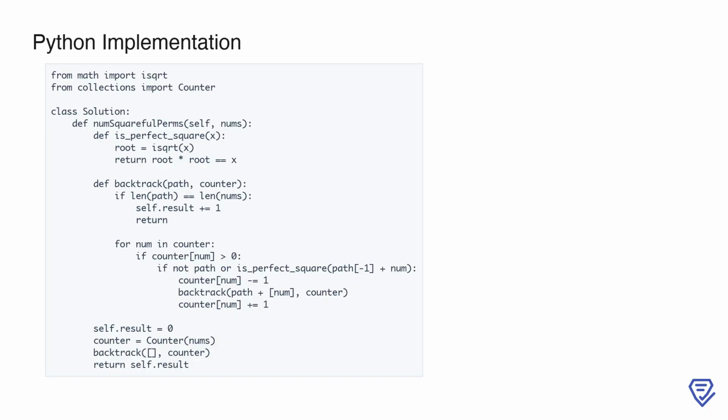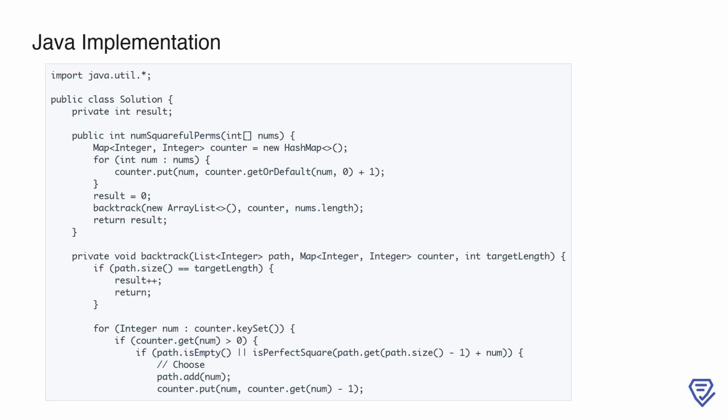4. Return statement. Once the backtracking completes, the function returns self.result, which holds the total number of valid squareful permutations. This approach ensures that all permutations are considered while avoiding duplicates by leveraging the frequency counter. The complexity is primarily determined by the factorial growth of permutations, making it suitable only for relatively small input sizes, as constrained by the problem statement.